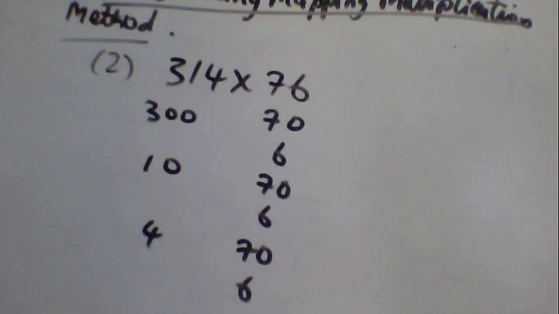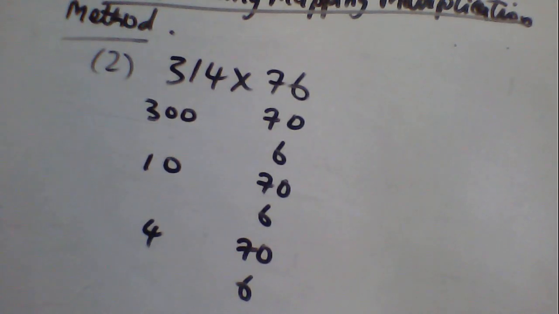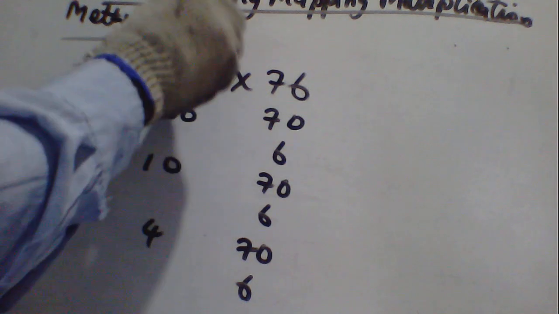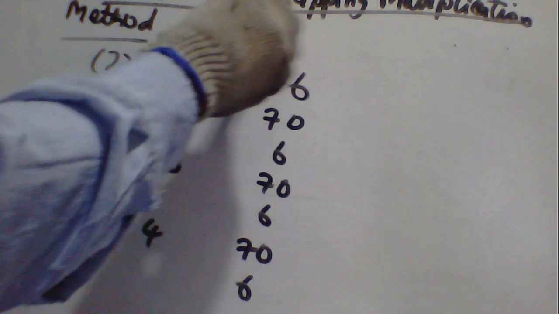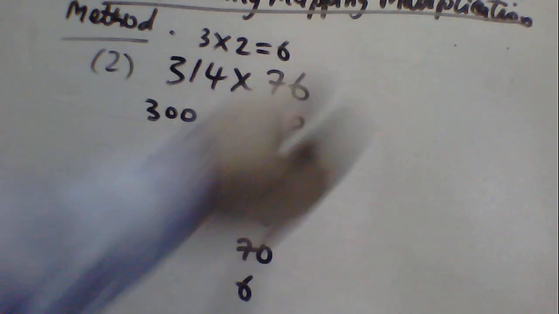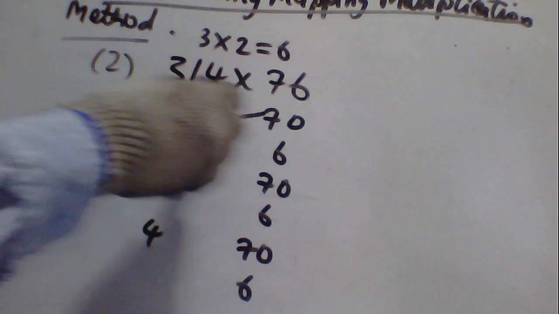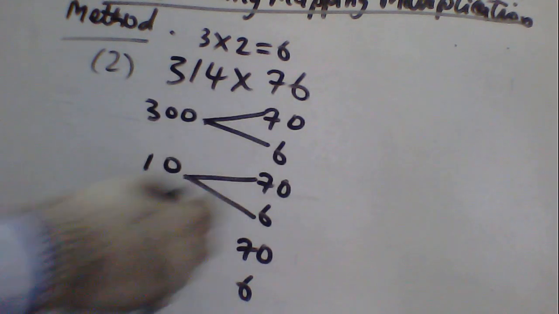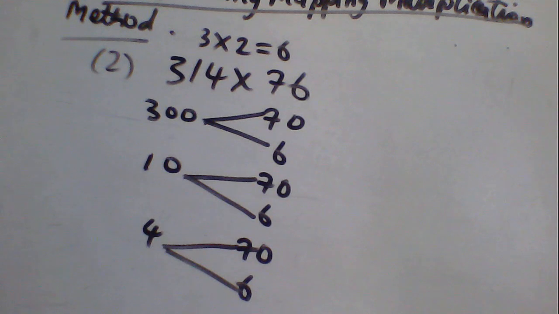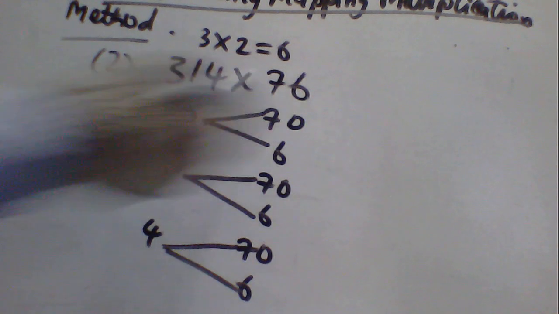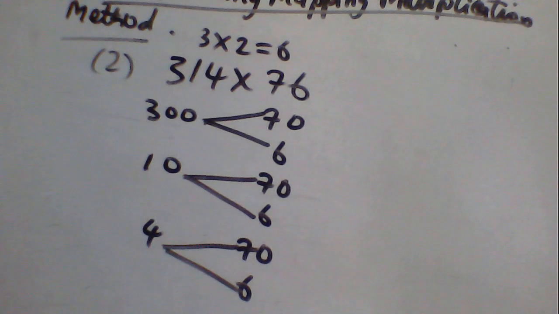Remember, I told you the number of rows you will have is equal to the number of digits of the two numbers. 1, 2, 3. This is 3. The product, this is 2. So the number of rows we will get will be 6 using this method. So 300 will map with these 2, 10 will map with these 2, 4 will map with these 2. In this case, you are already multiplying zeros and the unit, which will be easy for a beginner.